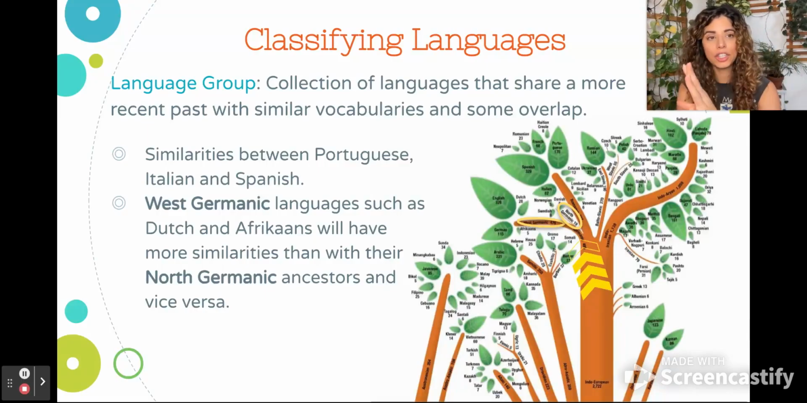Then, as we continue forward through time, as well as up the tree, we have language groups. These are collections of languages that share a more recent past with similar vocabularies, and we see a little bit more overlap. For instance, similarities between Portuguese, Italian, and Spanish. If any of you are familiar with those languages and speak some of them, when you listen to the other ones, they sound familiar, right? You can maybe discern some of what is being spoken. Then we have West Germanic languages such as Dutch and Afrikaans. They will have more similarities with their North Germanic ancestors and so on. So we see that continued family relationship.